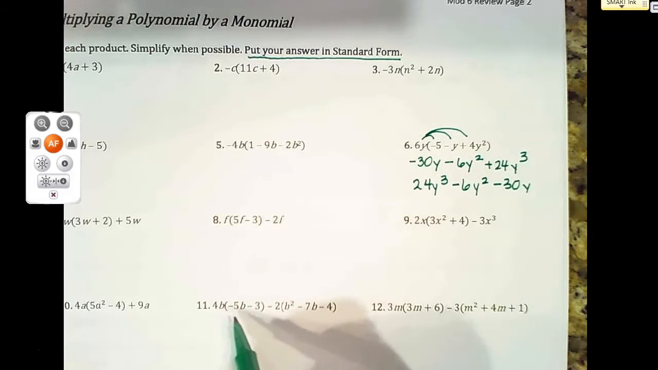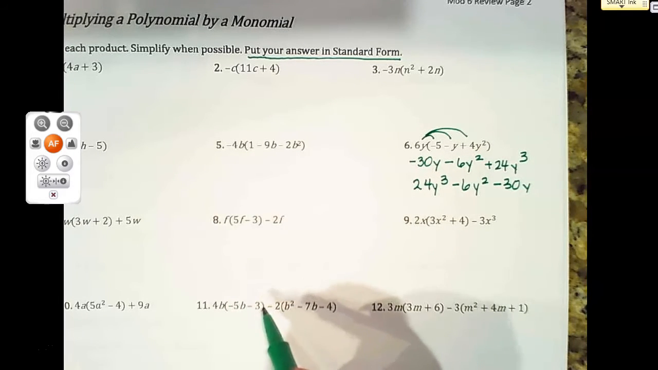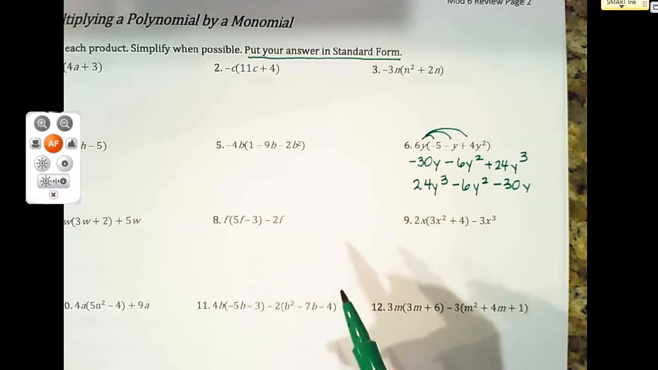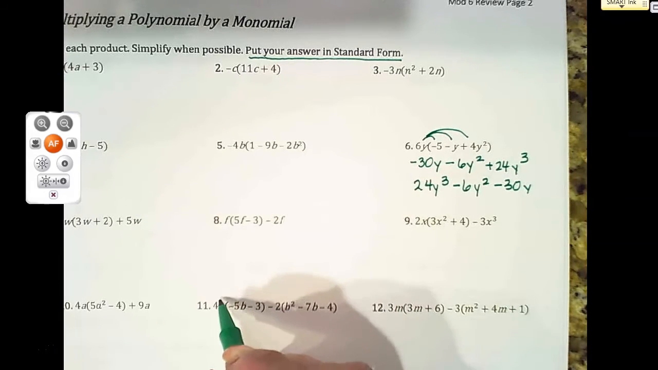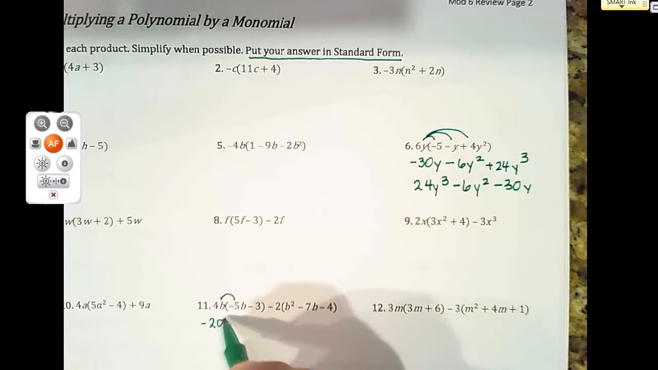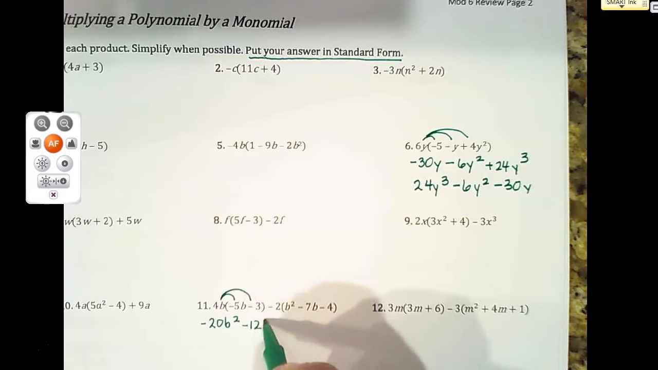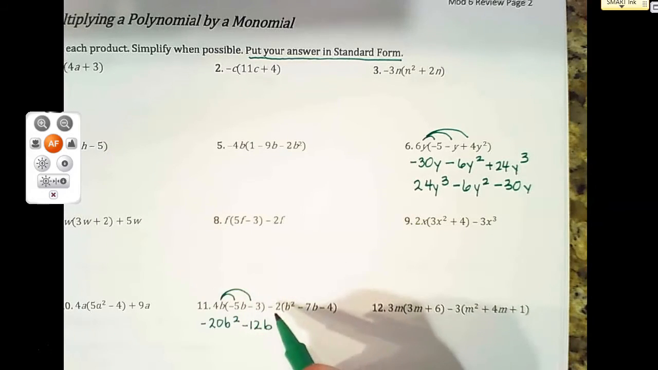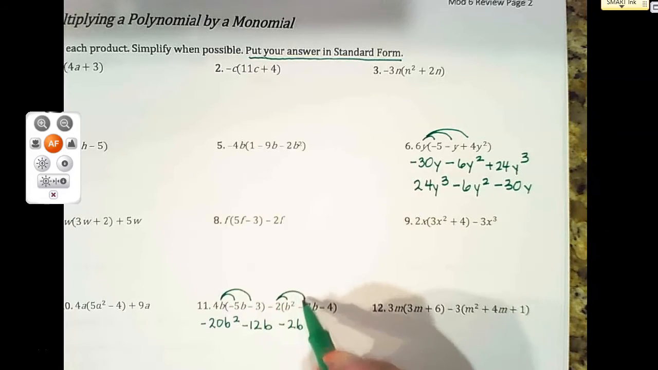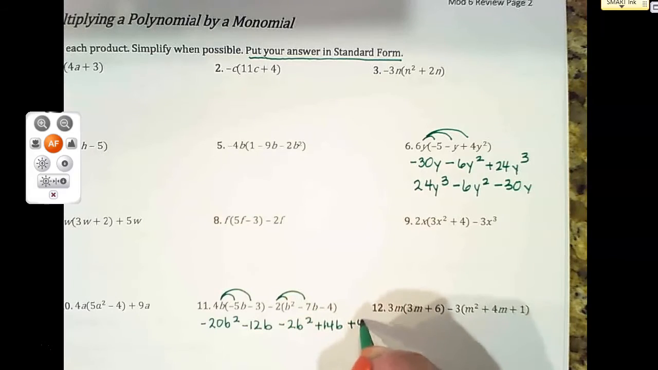And we have a couple of distributive properties that we need to do, and then some combining like terms, I think. So I'm going to go with 4b times negative 5b, which is negative 20b squared. 4b times minus 3 is minus 12b. And then I'm going to go ahead and distribute a minus 2, so minus 2b squared. Minus 2 times minus 7 is plus 14b. Minus 2 times minus 4 is plus 8.